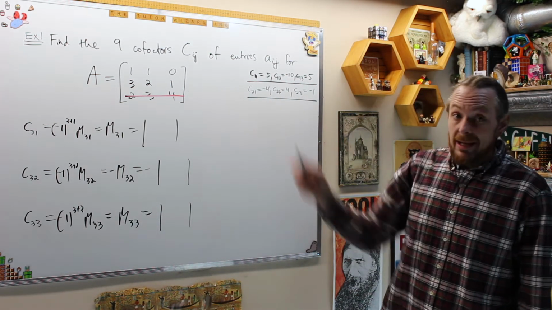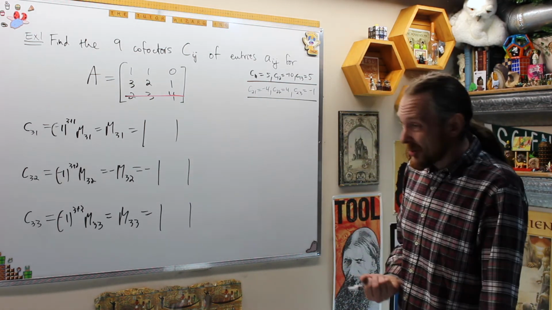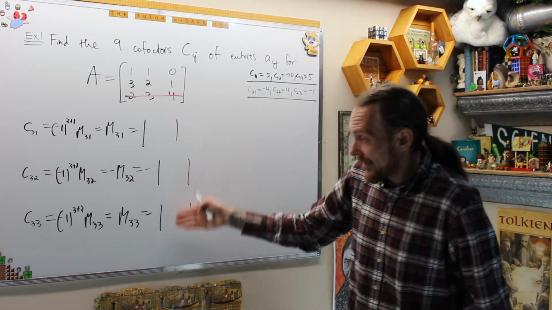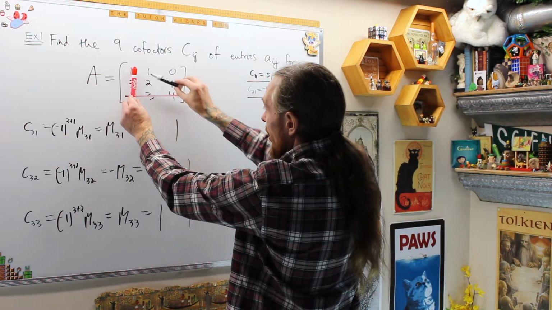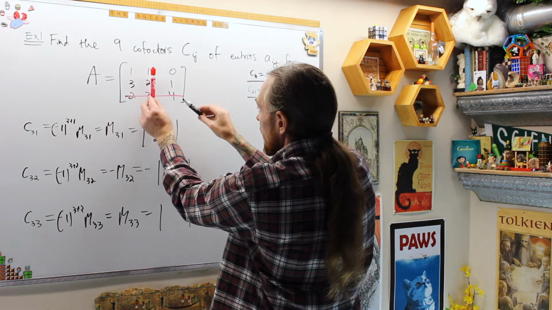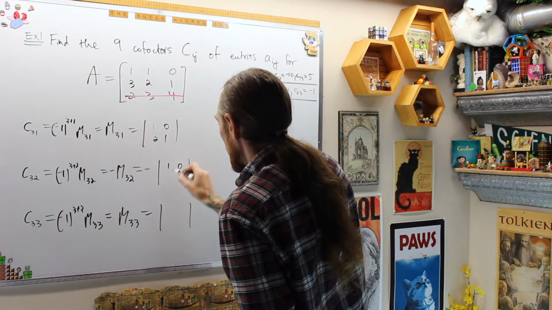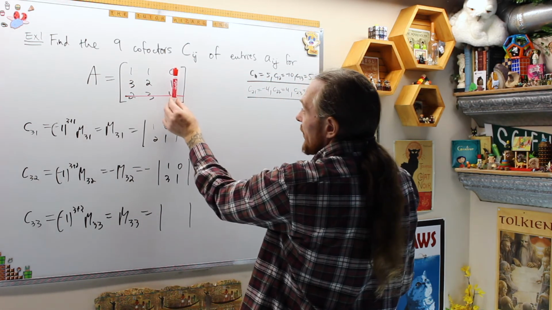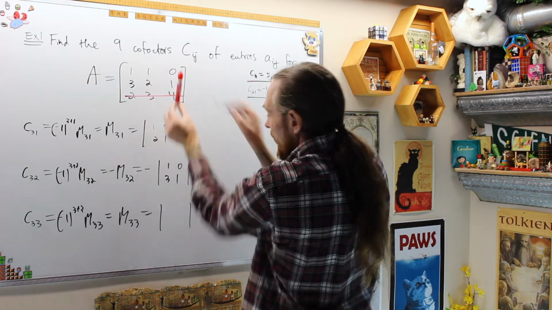Now I switch gears. I'm going to start blocking off rows and columns in my matrix to compute these subdeterminants, which are the minors, and these are the signed minors, therefore the cofactors. The first one is row 3, column 1: 1, 0, 2, 1. The next one is row 3 and column 2: 1, 0, 3, 1. And the last one is row 3, column 3, which is 1, 1, 3, 2.